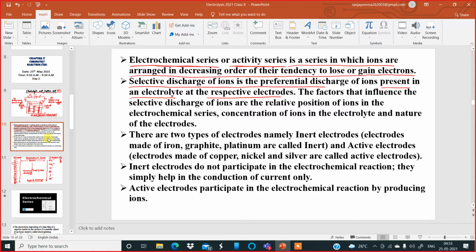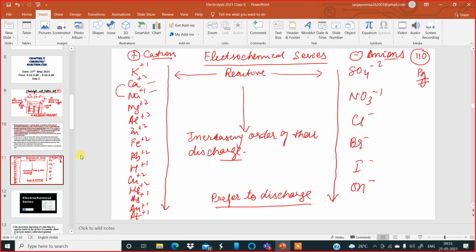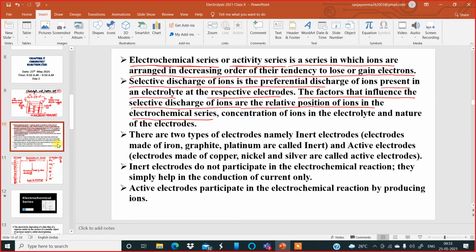The factors that influence the selective discharge of ions are the relative position of ions in the electrochemical series, which I've already explained. The ions at the bottom prefer to discharge, but the ions at the top don't want to discharge. The other factors are concentration of ions in the electrolyte and nature of the electrode. These are the three factors which you must remember.